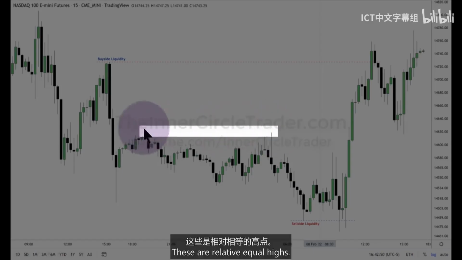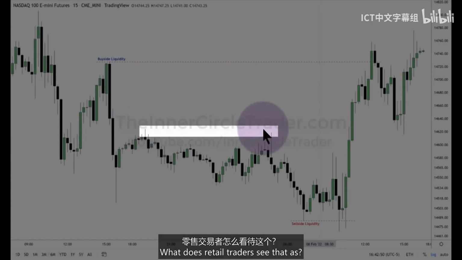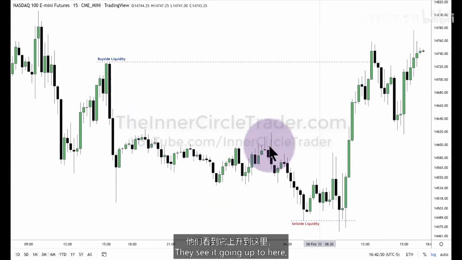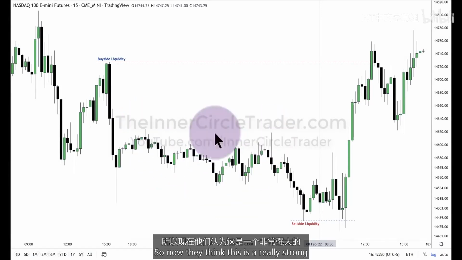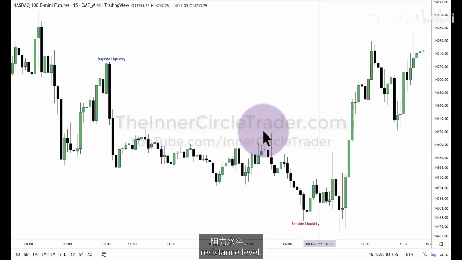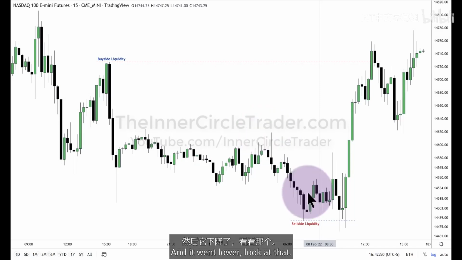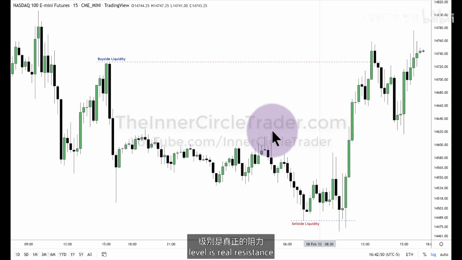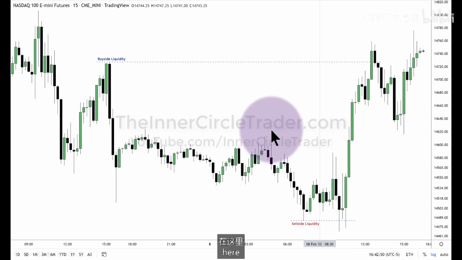See that? These are relative equal highs. What does retail traders see that as? Resistance. So they see it going up to here, stopping and going lower. They see it going up to here, failing to go up here. So now they think this is a really strong resistance level. And it went lower. Look at that. Then the market showed how that level is real resistance by going right through it. But this would be a first target here to reach for.